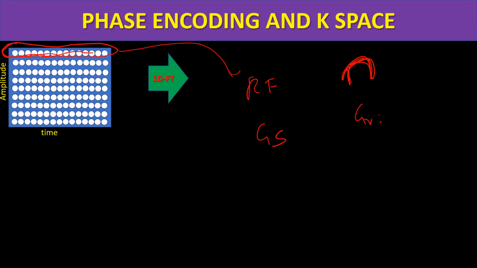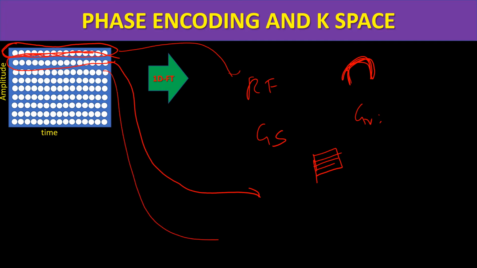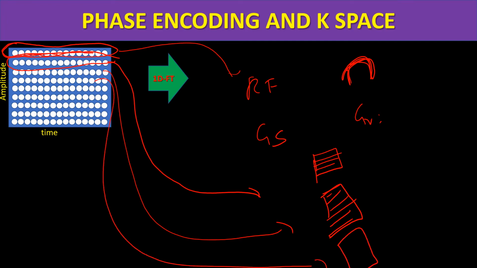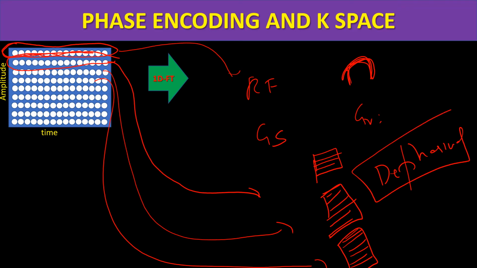Now for a second row or second column, everything remains the same except that I dephase them a little bit. Now I take the third stripe by dephasing them slightly more. So this is how I take multiple stripes by giving them different dephasing gradients. I have explained all of this in the phase encoding step.